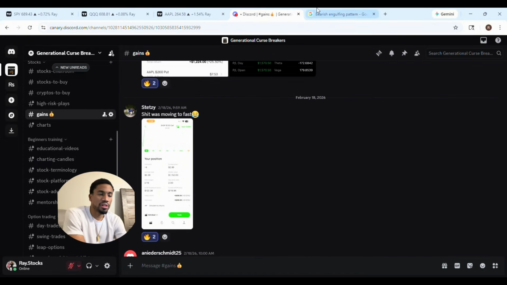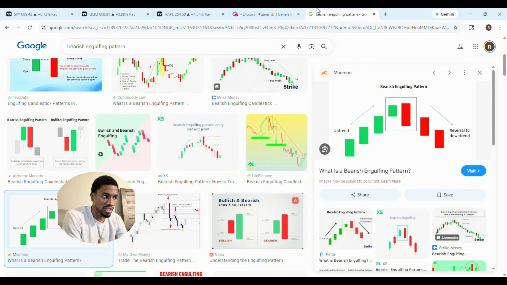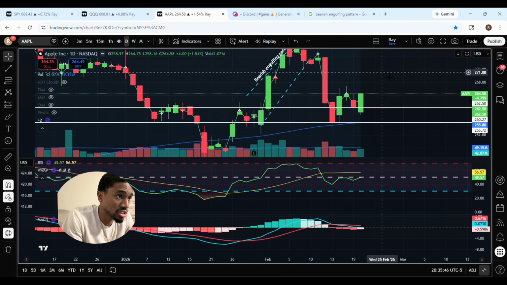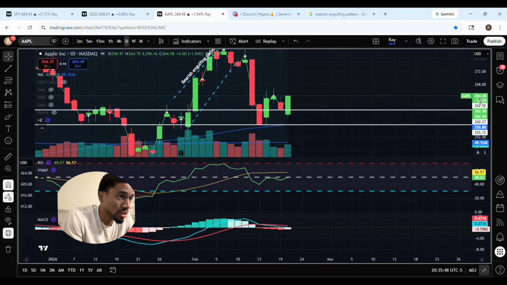So a bearish engulfing pattern is literally just going to the downside. You want to see a pattern going up to the upside, then the next candle engulfing the previous candle and going down to the downside. With Apple, what I like right here is kind of this bullish engulfing, if we can get this right here.